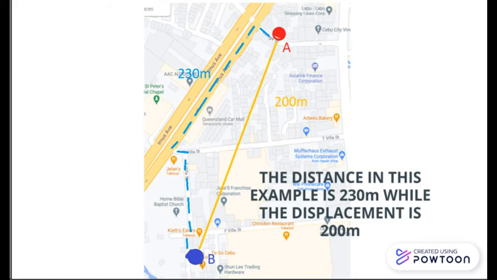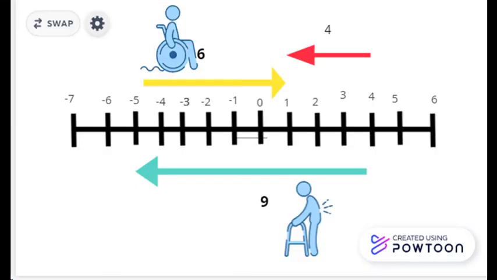So the distance traveled was simply 230 meters, while the displacement was 200 meters. Distance is always positive no matter where you go. Another example: we started at +4 and traveled to -5, and after that we ended at +1. So the distance we traveled was 15 units, just simply add 9 and 6, while the displacement was just 4.